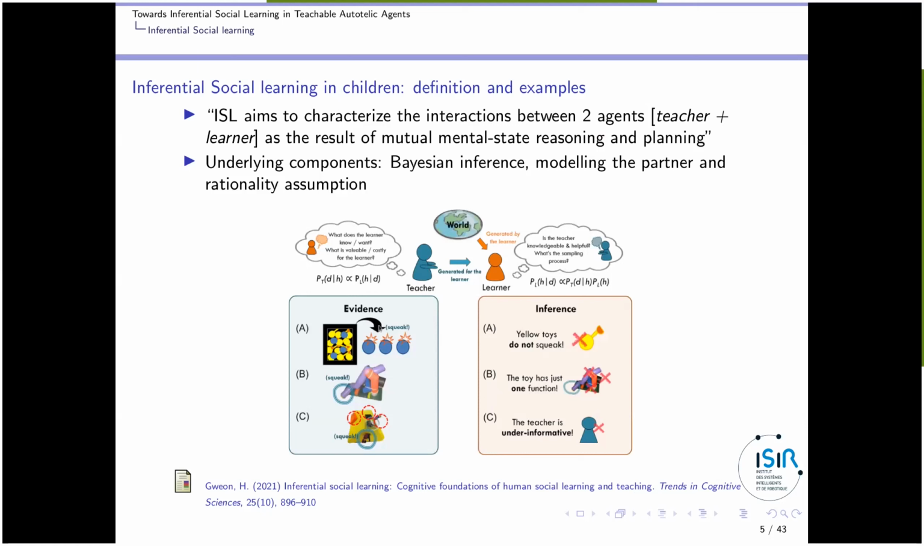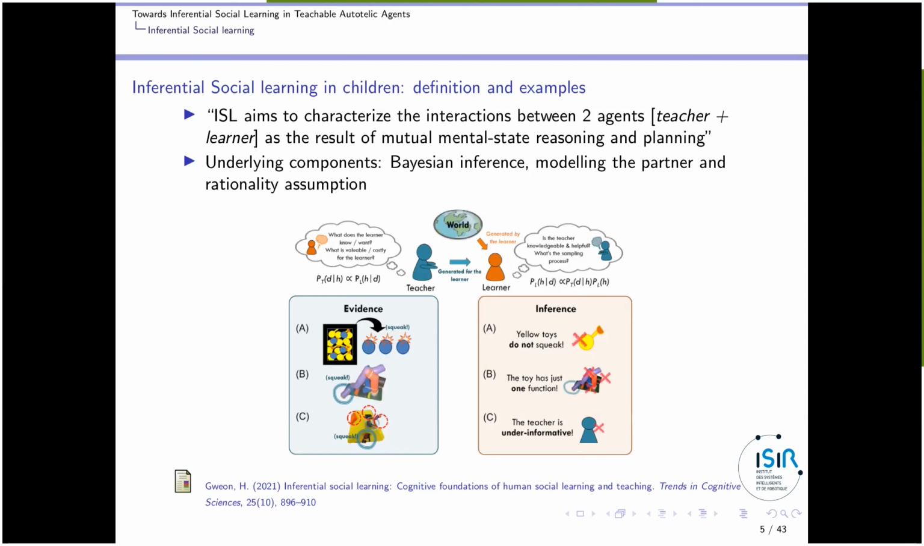So for instance, okay, you will have a teacher agent and a learner agent, and the teacher will show things to the learner. For instance, if there is a box with two kinds of toys and the blue toys are squeaking and the yellow toys don't, if the teacher only draws the blue toys and shows them squeak, the learner, a human learner, will infer that the yellow toys don't squeak, okay? Which was not shown, so you need to infer that, okay? And why will the learner infer that? This is just because the learner generally assumes that the teacher is maximally informative.